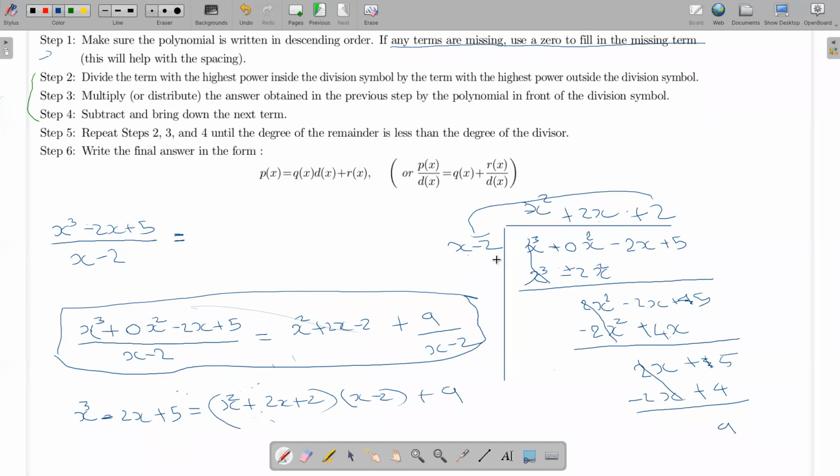Okay, so here we continue until the degree of this guy is less than the degree of this guy. Okay, here the degree is 1, I go until degree 0.